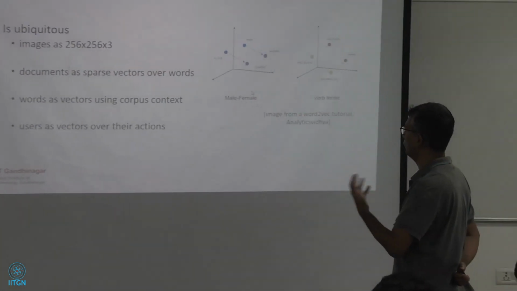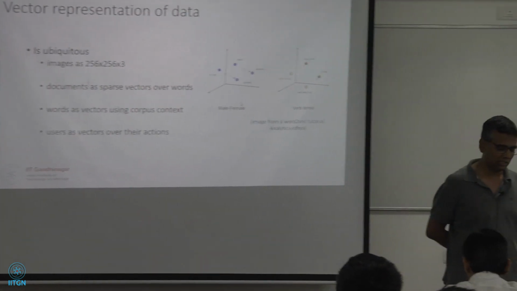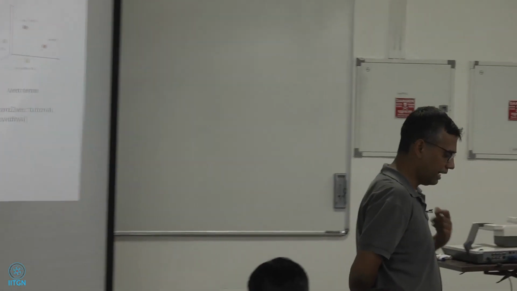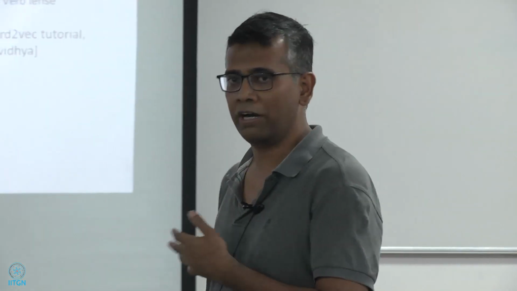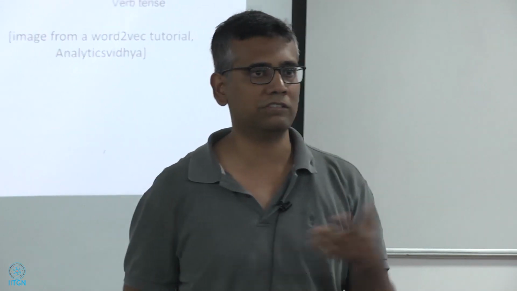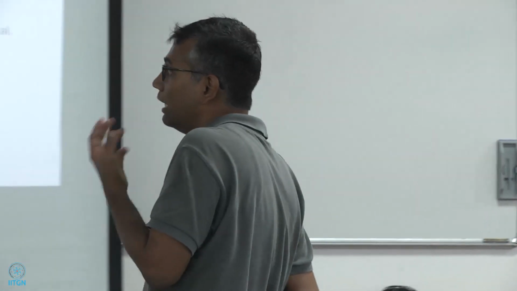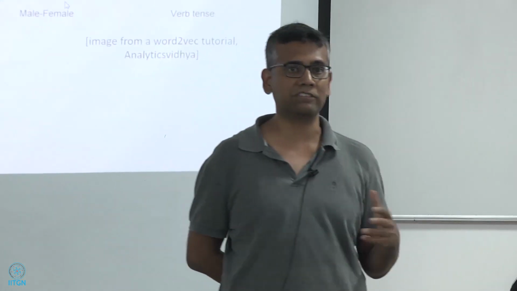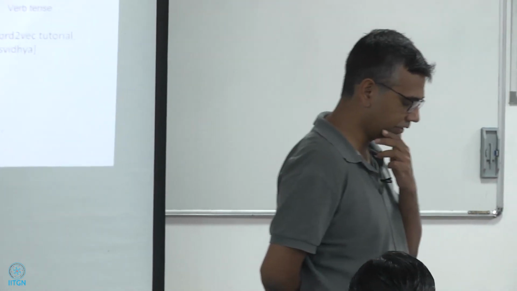Documents are sparse vectors over words. I could represent a document as a set of the words that it has, and that I could represent as a Boolean vector, where each dimension corresponds to a word in the English dictionary. Interestingly enough, we could also represent words as vectors over some corpus context. What does this mean? We'll see some examples of this maybe.